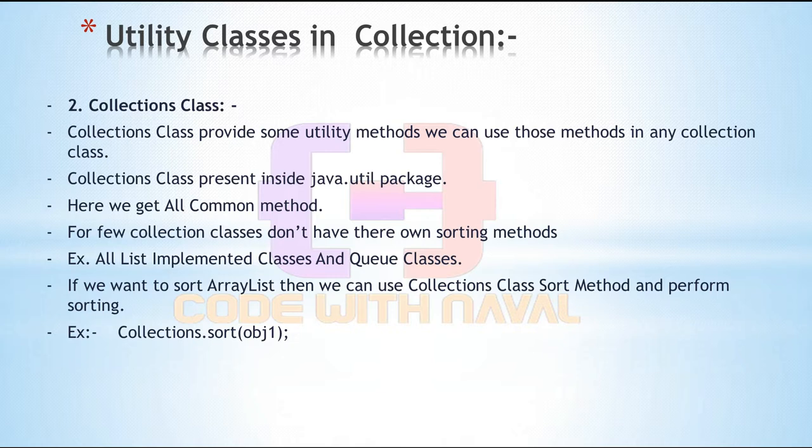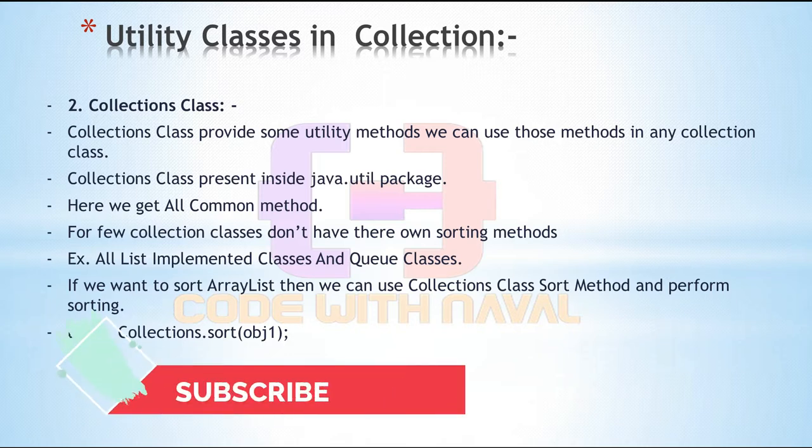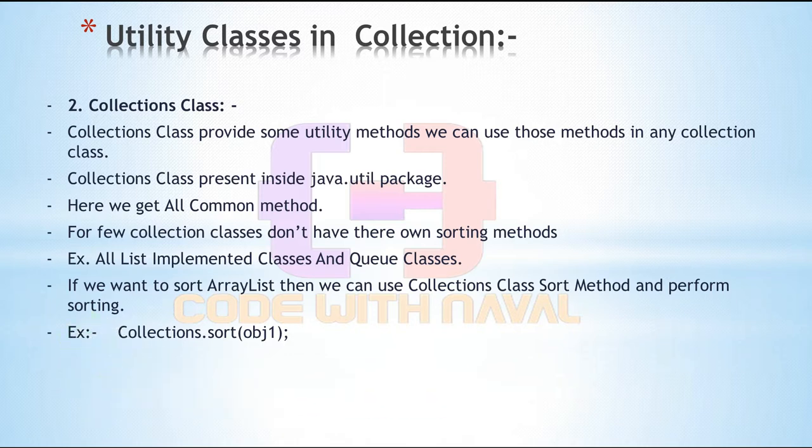A few collections don't have their own sorting, searching, and these kinds of methods. Collections class provides those methods. For example, all List implemented classes and Queue classes don't have their own sort method. If you want to sort any ArrayList, then we can use the Collections class sort method and perform sorting. Here you can see Collections.sort.